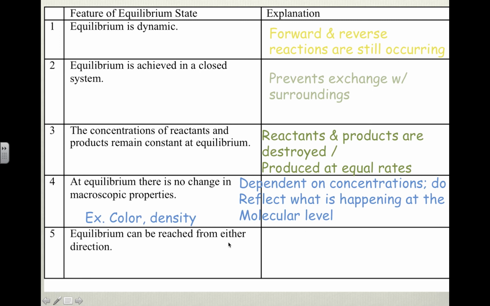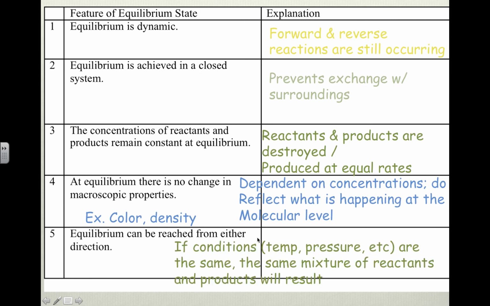And lastly, equilibrium can be reached from either direction. So if the conditions like temperature and pressure are the same, then the same mixture of reactants and products will result, whether we start with all reactant or all product or a mixture of the two. And we'll see how that works in our next lesson.